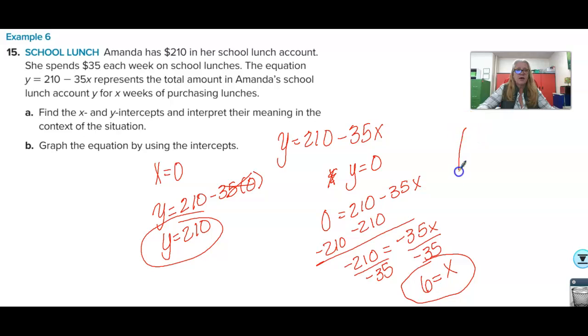So then you would graph this if you had a graph. All right. This is the x-axis here. So x is the amount of weeks. And then this is the money. All right. And so she starts with like 210 up here. And then it would go down 35 for each week until it would finally end over here at about 6. And this would be 210. And then you have a line like that. That's pretty bad.